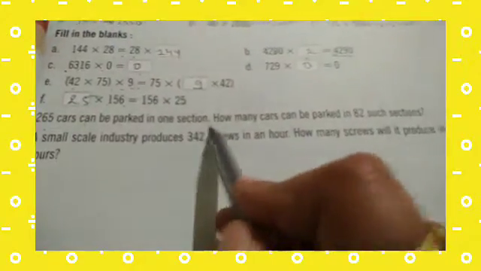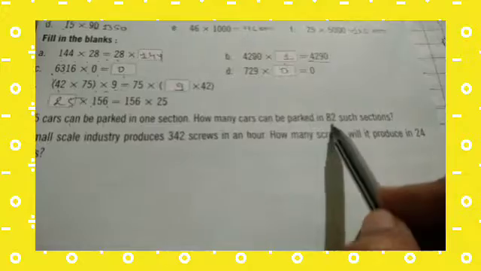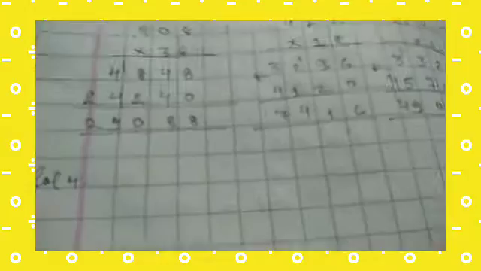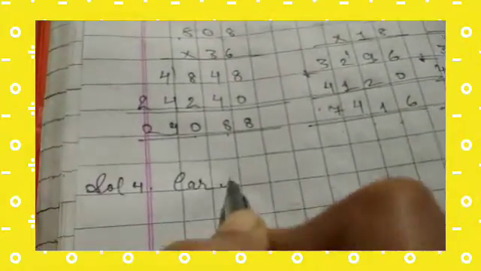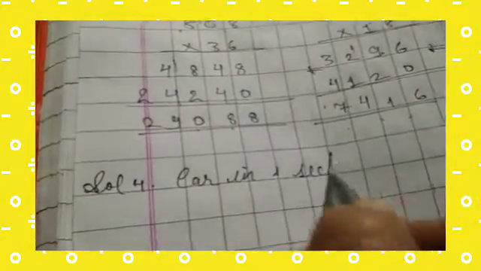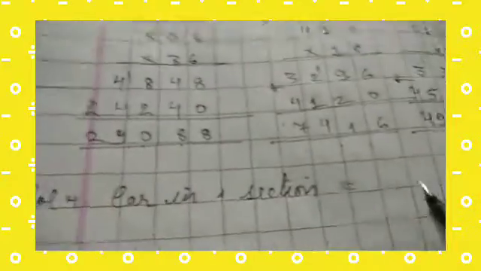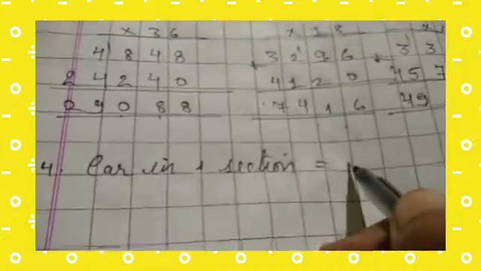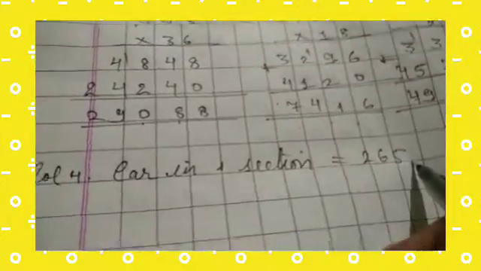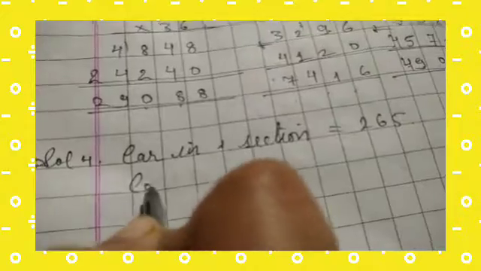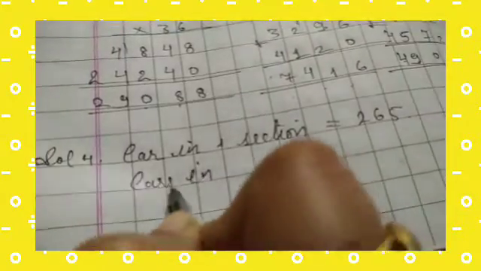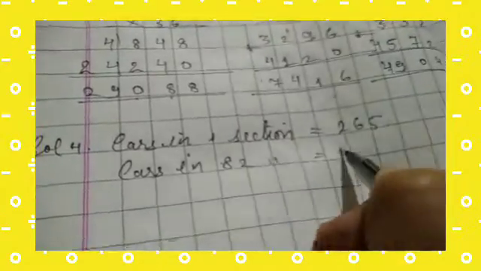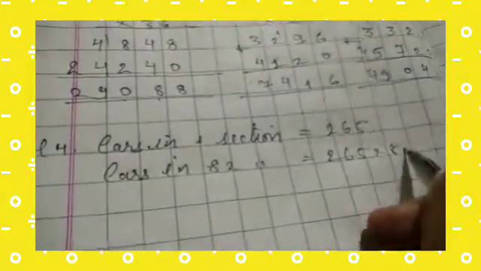265 cars can be parked in one section. How many cars can be parked in 82 such sections? Okay. So let us copy down this question. कार्स इन वन सेक्शन में कितनी कार्स होती हैं? 265 कार्स. So cars in 82 sections is equals to 265 into 82.